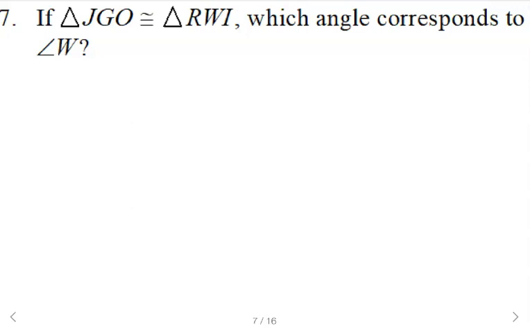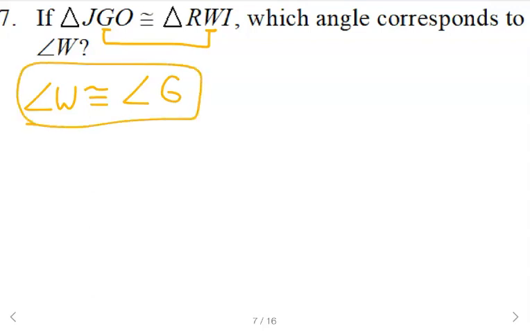Which angle corresponds to angle W? Well, these congruence statements are written in the way that they correspond. So W matches up with G. So angle W and angle G are congruent. So you could just say angle G, or you could say angle W is congruent to angle G. Those corresponding angles are congruent.